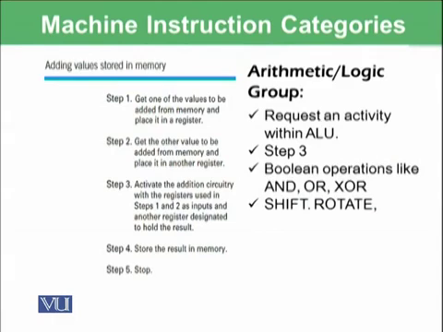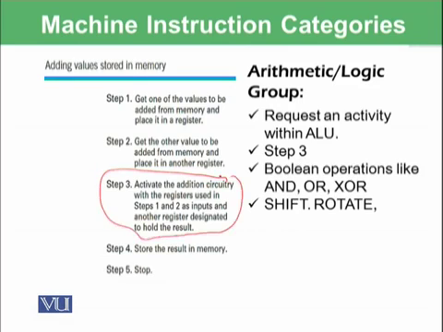And then there is the arithmetic logic group, the second group, which represents an activity within the arithmetic logic unit, ALU. In the algorithm which we learned in the previous modules, step number 3 is actually an arithmetic logic group instruction, which says to activate the addition circuitry with the registers used in steps 1 and 2 as inputs and another register designated to hold the result. Such an instruction is called an arithmetic logic group instruction.